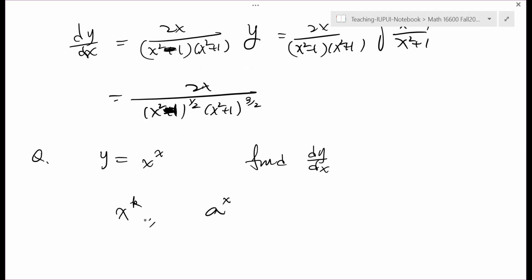It's not in the form a to the x. In a to the x, a is fixed, x is variable. In x to the power k, k is fixed, x is variable. There's only one variable there. But now with x to the x, when x increases, the power increases too. So x to the x increases much faster than an exponential function, just because the base x is also changing, right?